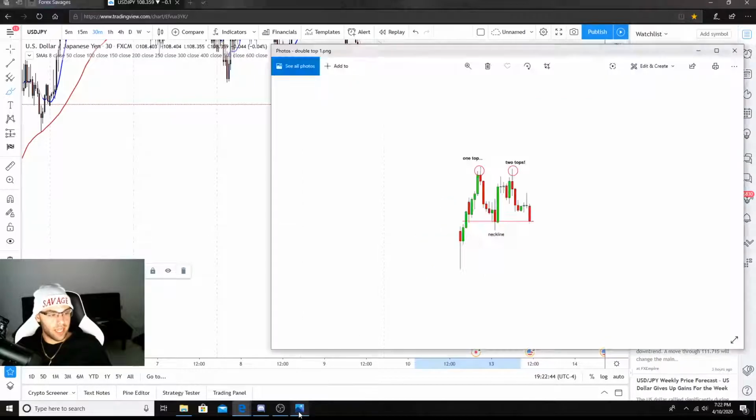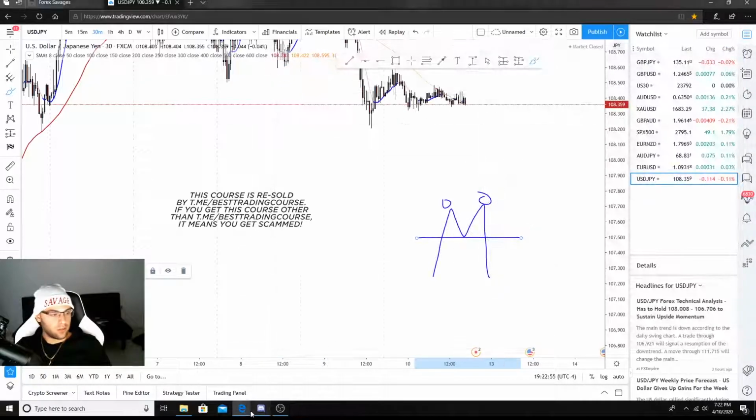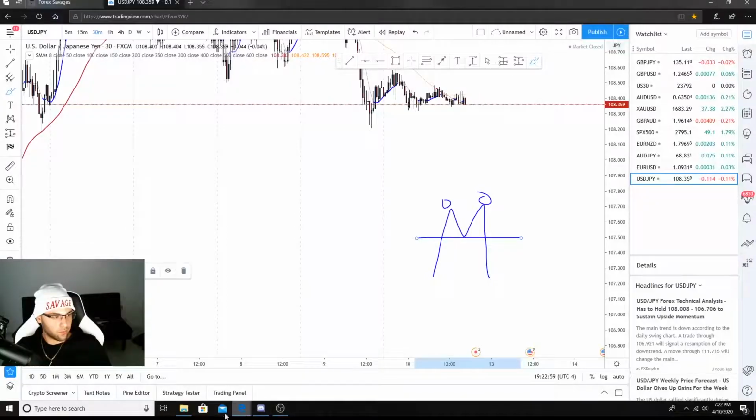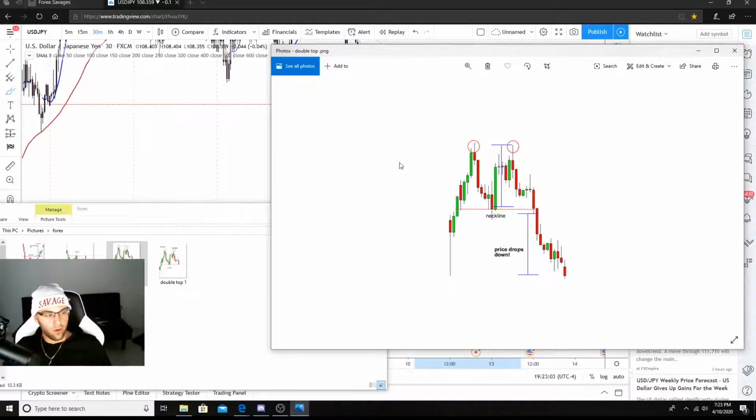So let me show you the next picture. As you can see here, it is showing you an M form. We have one top, two top, and this is the neckline. So what are we looking for? We are looking for the neckline to be broken.